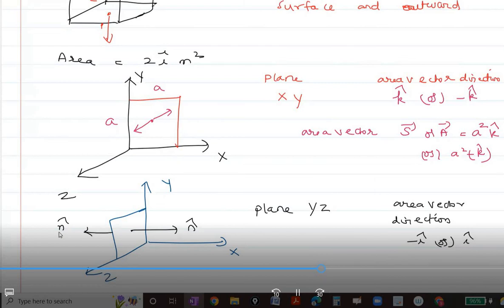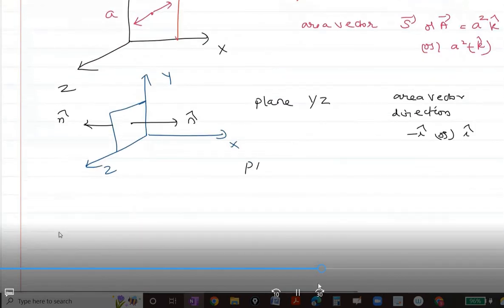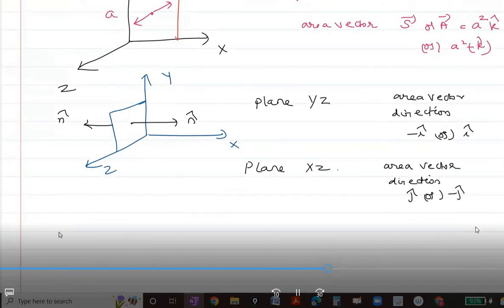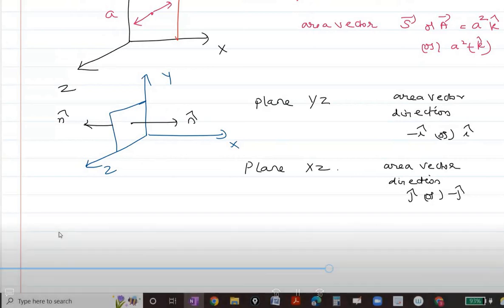Is that clear? So one more thing, write this down. Knowing this, it will be very easy to find the electrical flux associated with the particular given surface. So, shall I move to the electrical flux?